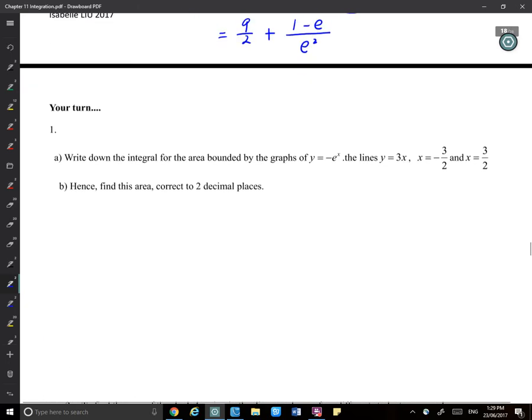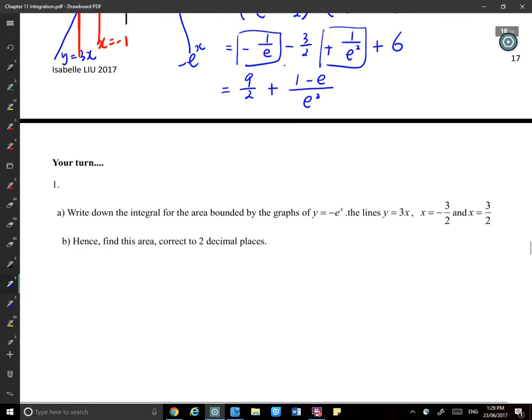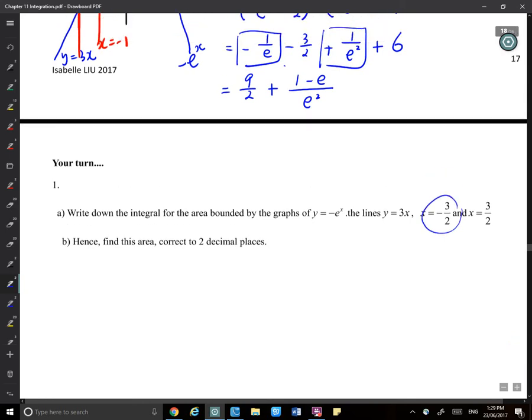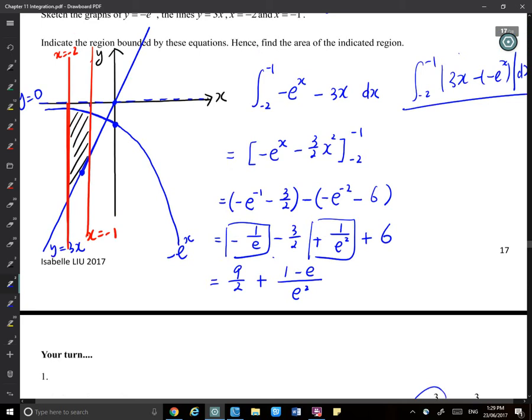First question, I will skip the first one. It's exactly the same as the previous one. You will practice that by yourself. Exactly the same, just change the area. Well, the area changed from negative 2. Okay, you can just see the graph on the top: e to the power of x like that and 3x like that.